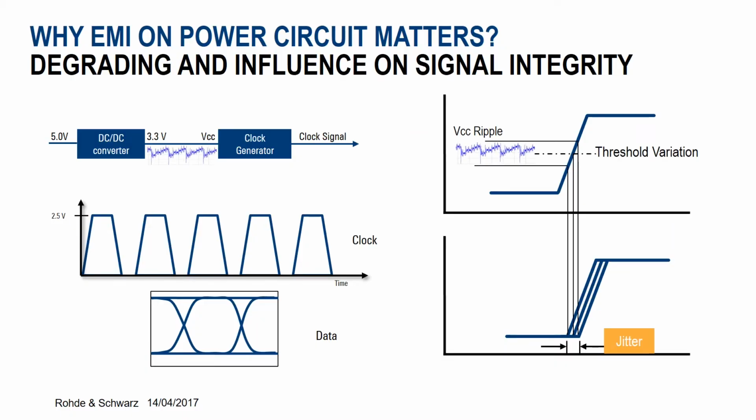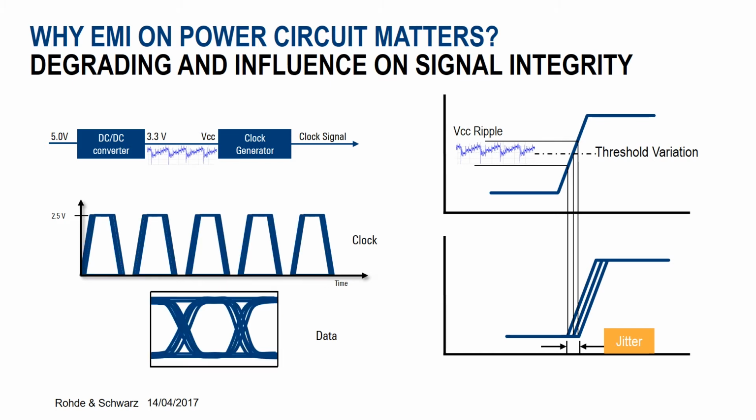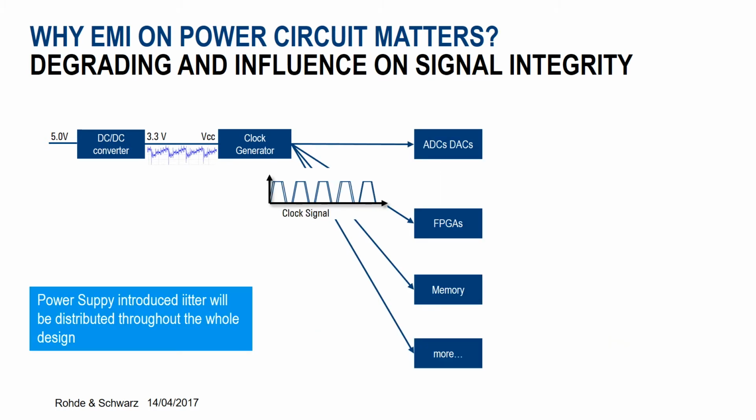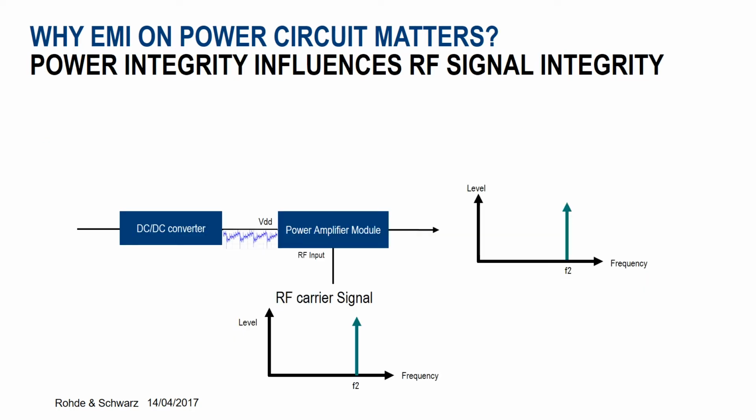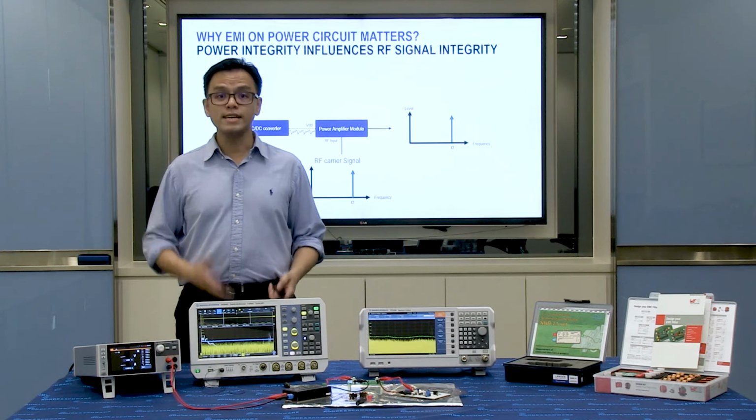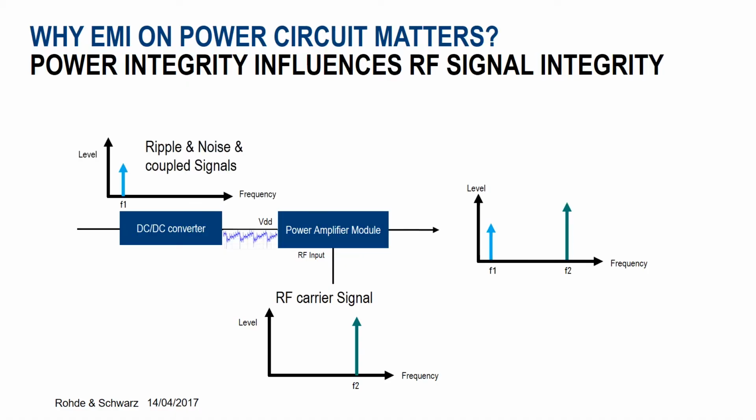For example, if we provide noisy power to the clock chip, the noise will propagate through and induce jitter to the clock. The jittery clock and the noisy power are also provided to different chipsets that will further degrade the performance. Even in an RF circuit, a noisy power supply will not only introduce its noise, it can further intermodulate with the signal to create higher sideband noise.